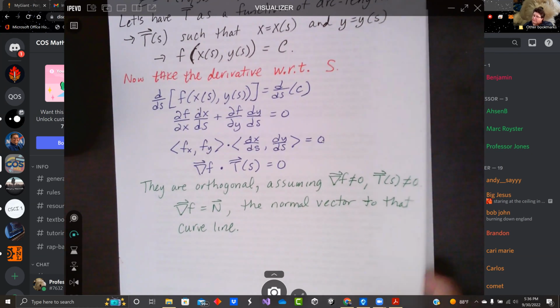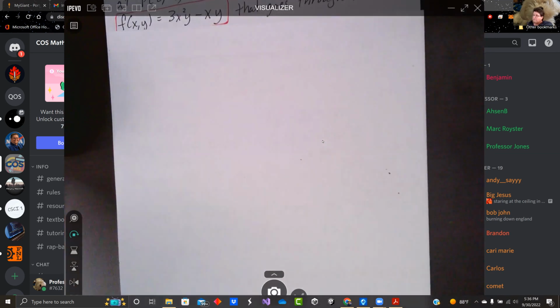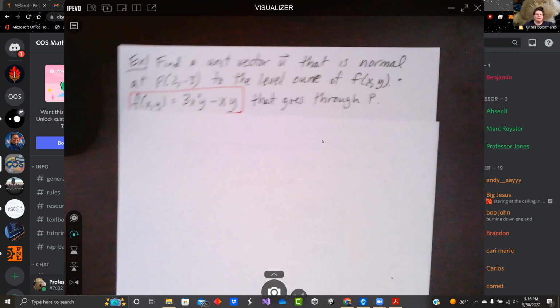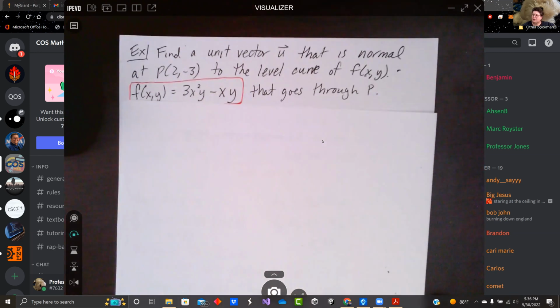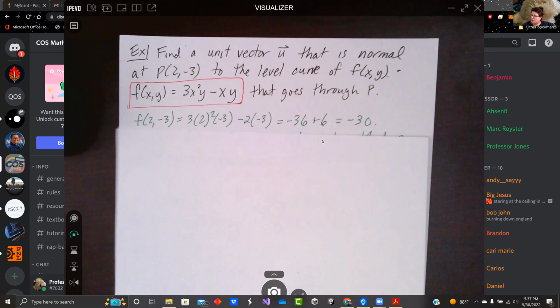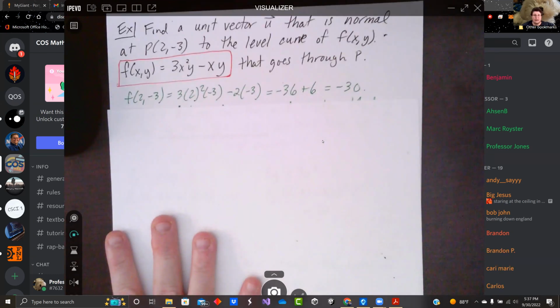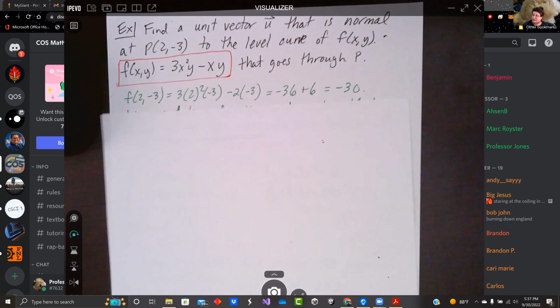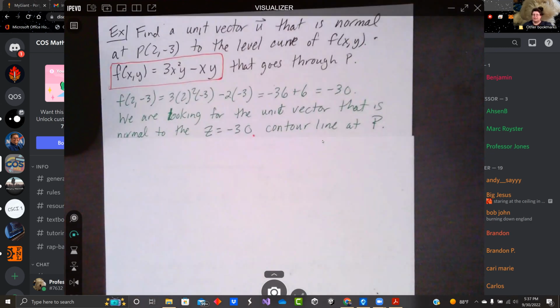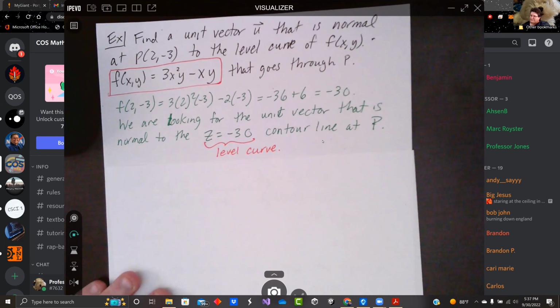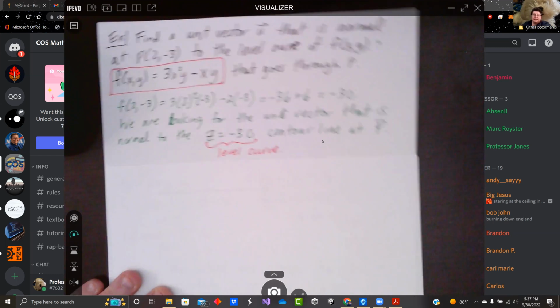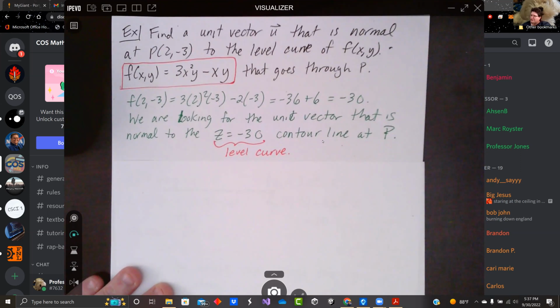We do have an example with it, so let's take a look. Find a unit vector u that is normal at the point (2, -3) to the level curve of f(x,y), where f(x,y) equals 3x squared y minus xy, and that curve is going through the point P. That's kind of important. At the point (2, -3), the value has a height of -30. That's our constant. We are looking for the unit vector that is normal to the z equals -30 contour line. Since it's the same height, we're like 30 feet below sea level, effectively, if we did it on the terrain of the earth.